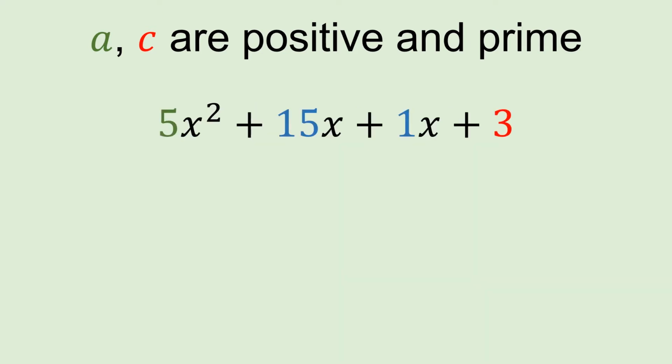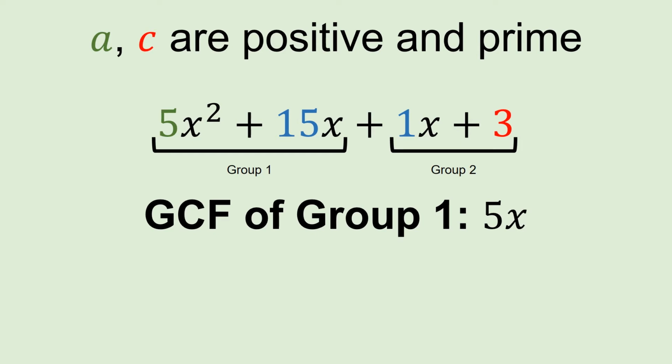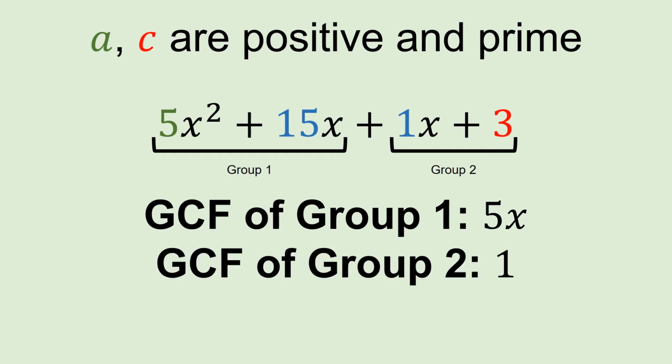Now we group 5x squared and 15x, and we call that group 1. And we're going to group 1x and 3 and call that group 2. We then find the GCF of each group. For group 1, the GCF is 5x. And for group 2, I can't really factor anything out, right? I have a 1, a 3, and an x, but nothing that's in both terms. When this happens, you want to make sure you let your GCF be 1. And I'll show you why we do that shortly.